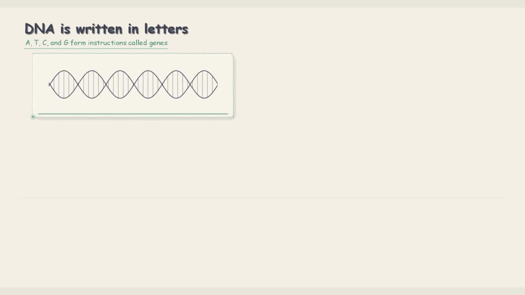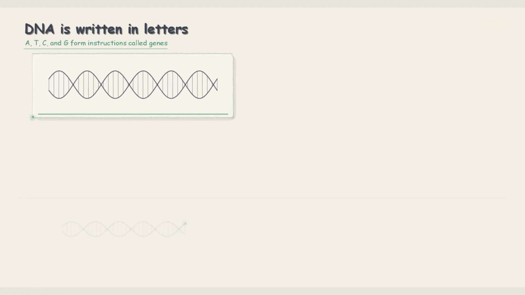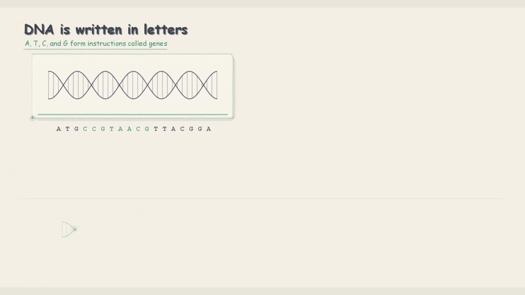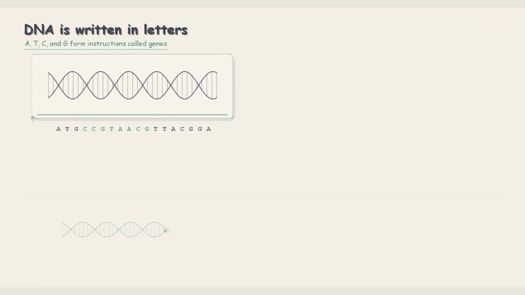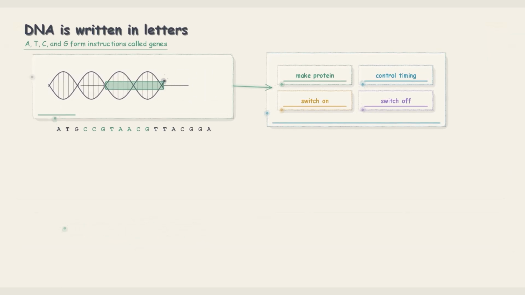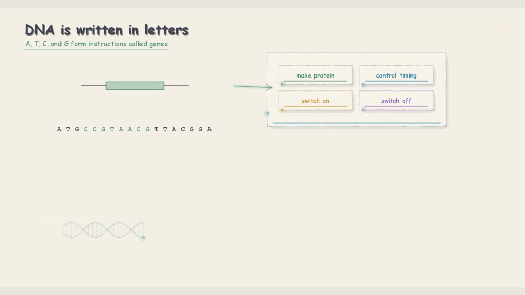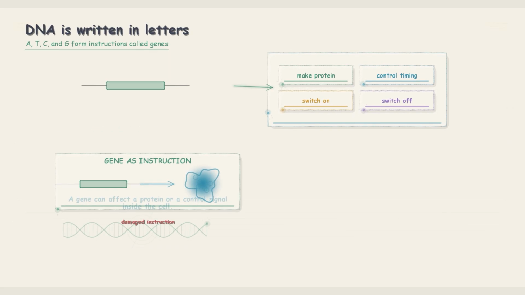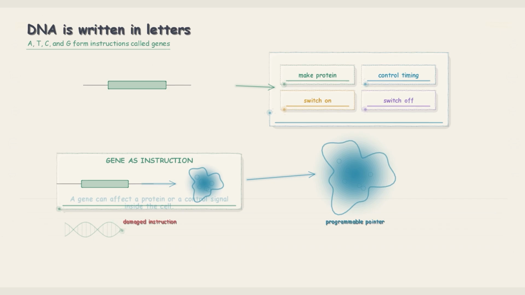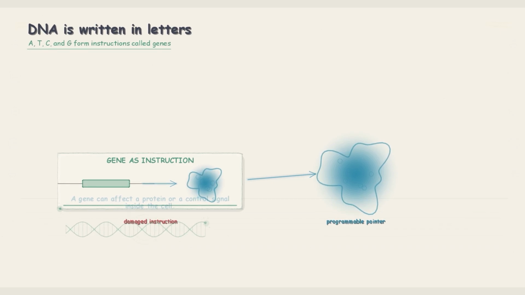DNA is written with 4 letters: A, T, C, and G. Different orders of these letters can change what a cell builds or controls. A gene is one meaningful instruction inside that long DNA text. If the instruction is damaged, the outcome may change. CRISPR gives scientists a programmable way to point at one instruction.